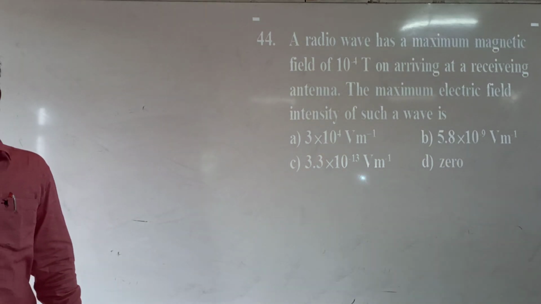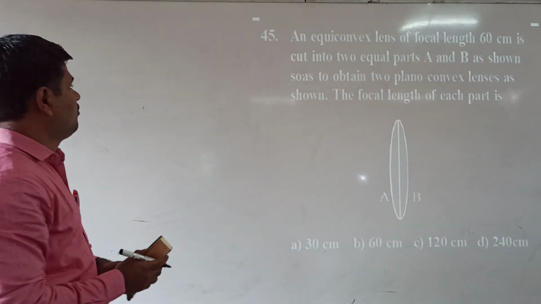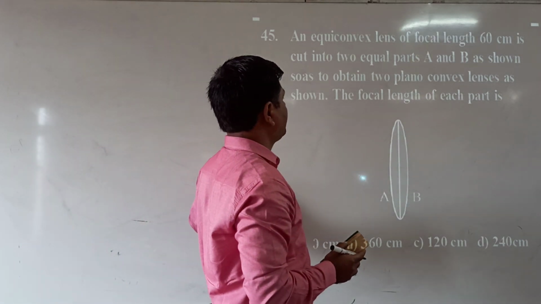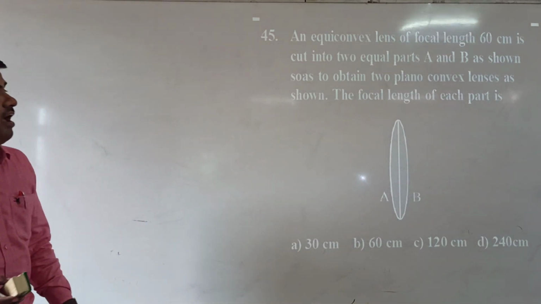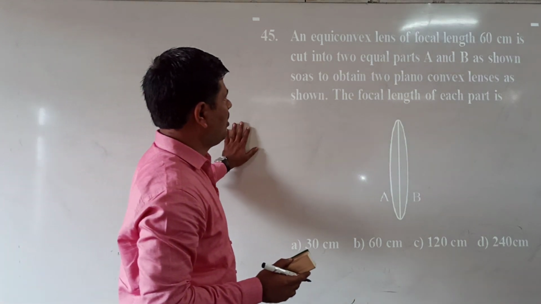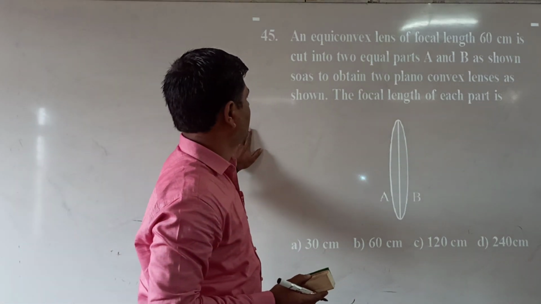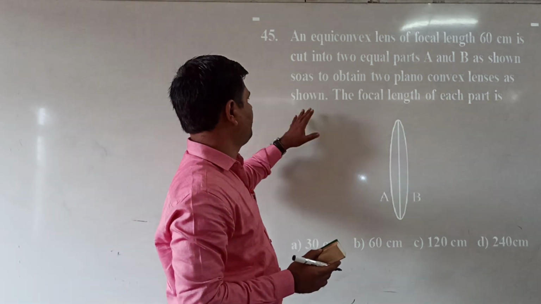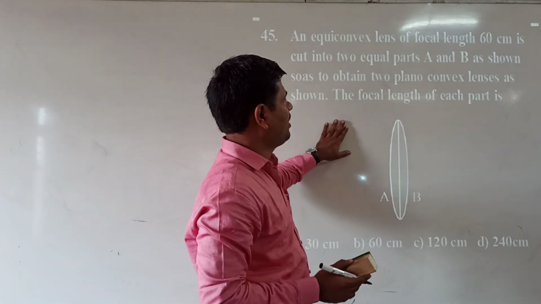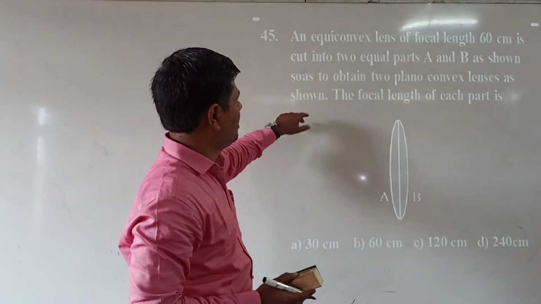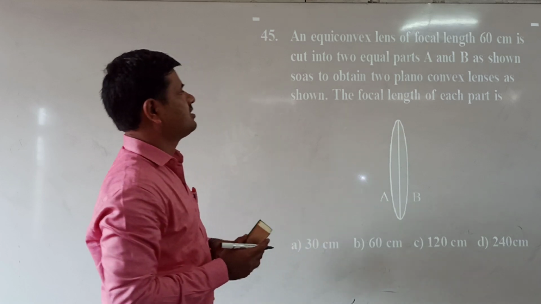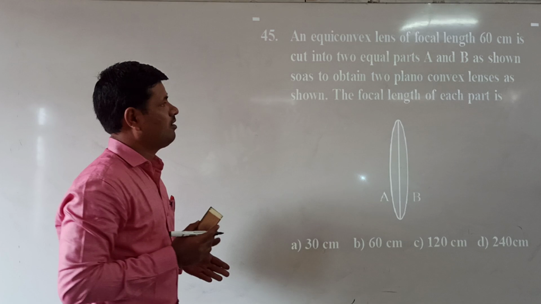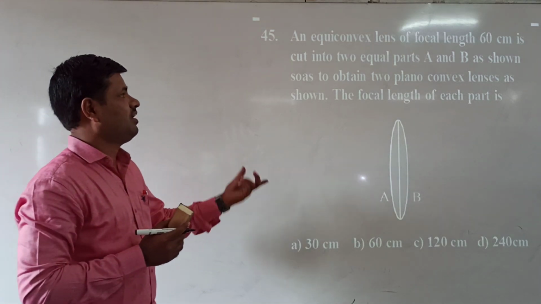Next we go to question number 45. An equiconvex lens of focal length 60 centimeters is cut into two equal parts A and B as shown in the figure. To obtain the two plano convex lenses as shown in the figure, the focal length of each part is asked here. Means it is cut into two parts, that's the reason we are getting plano convex lenses here.